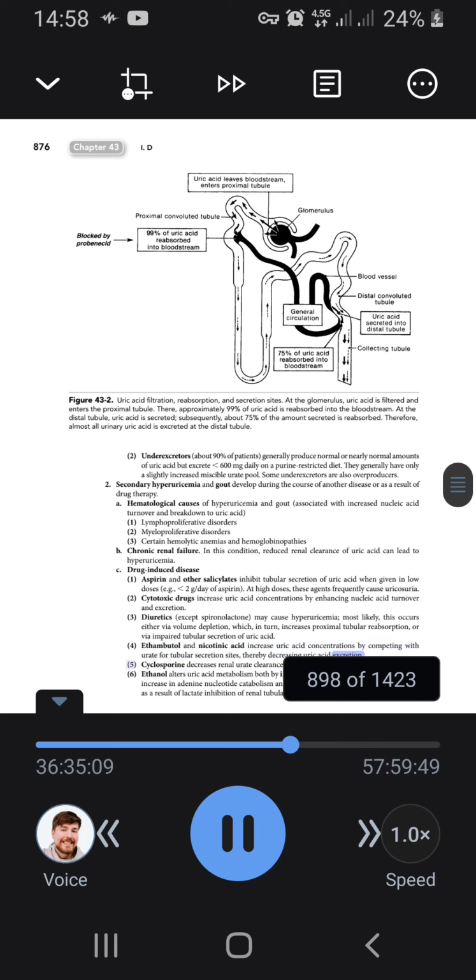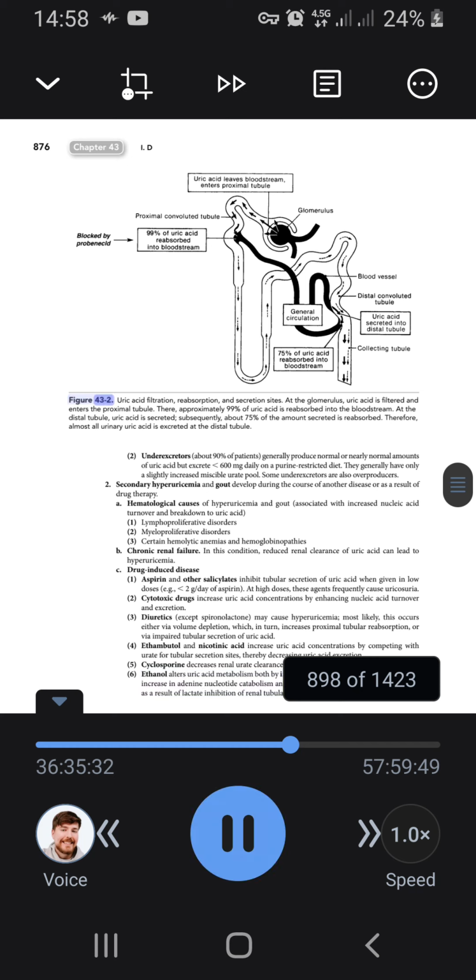5. Cyclosporin decreases renal urate clearance, as do pyrazinamide and levodopa. 6. Ethanol alters uric acid metabolism both by increasing uric acid production through an increase in adenine nucleotide catabolism and by suppressing renal uric acid excretion as a result of lactate inhibition of renal tubular uric acid secretion.